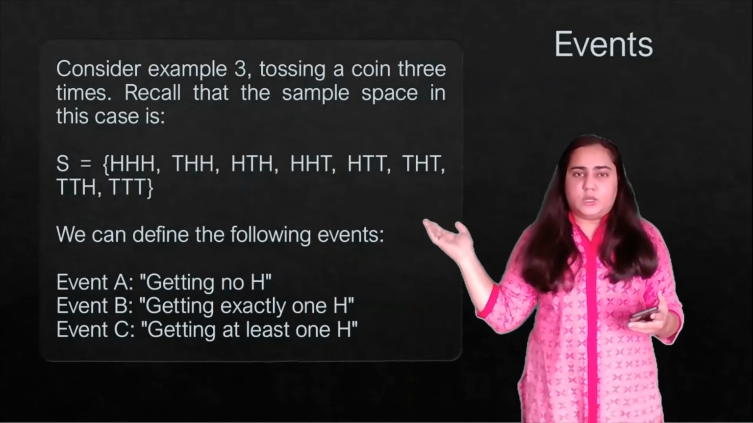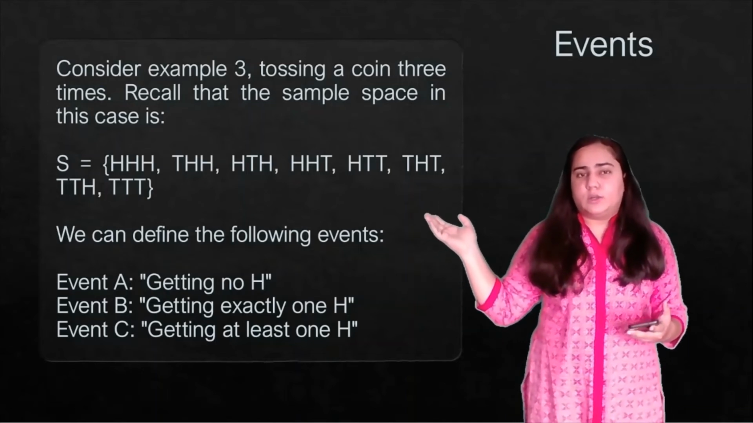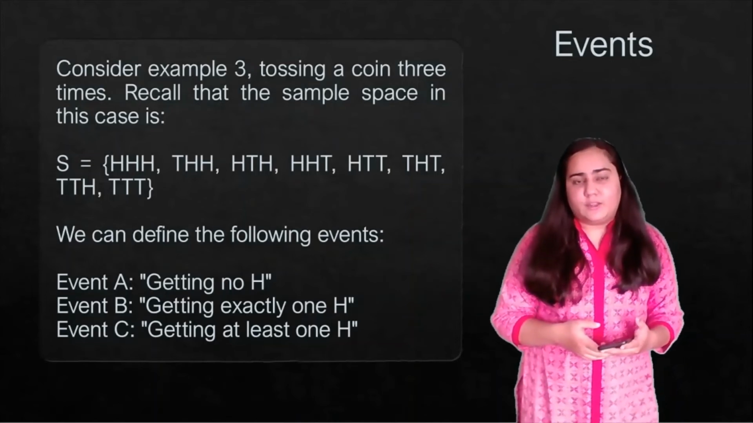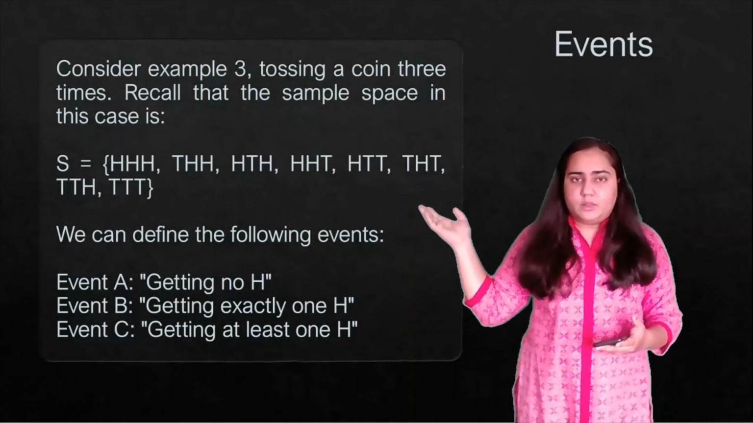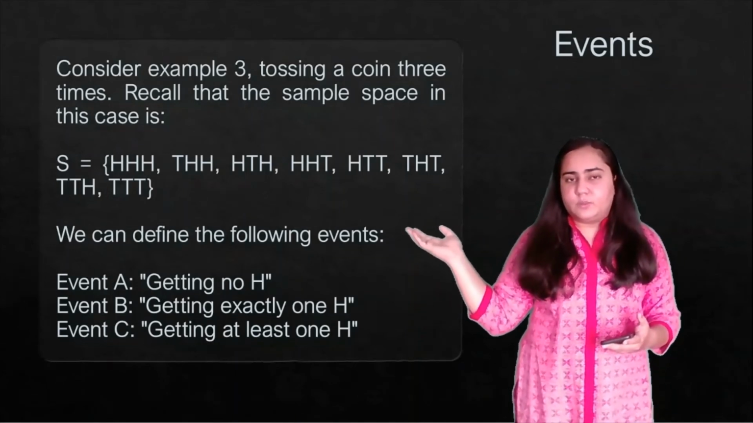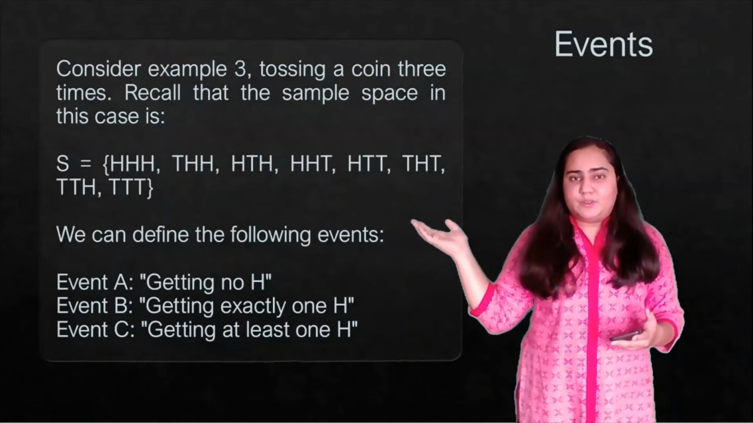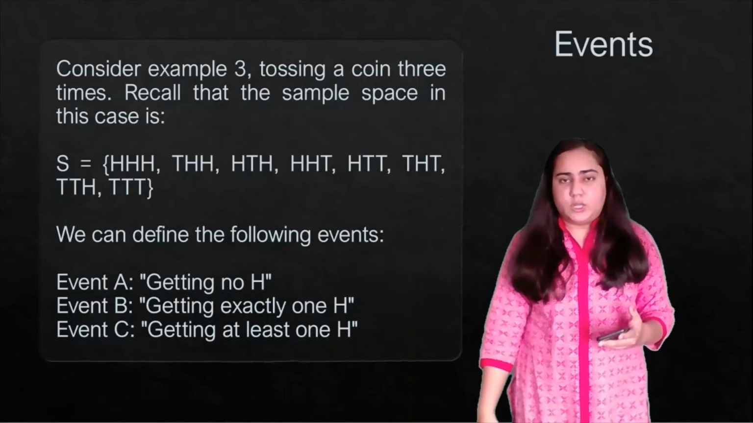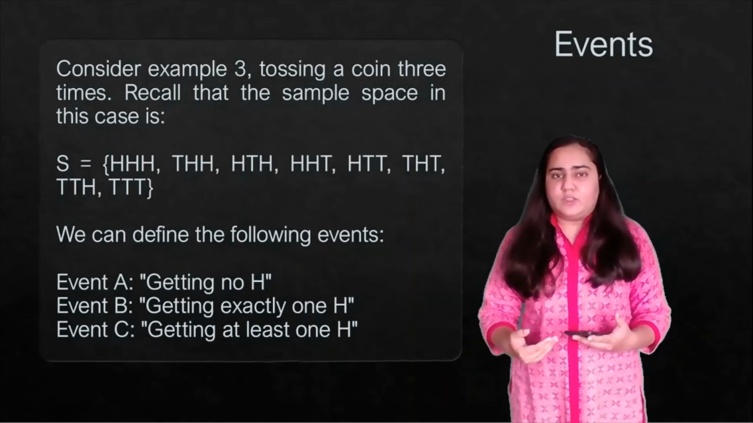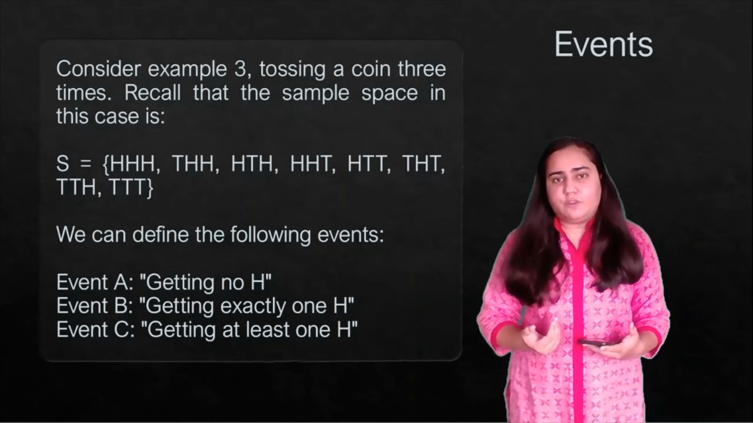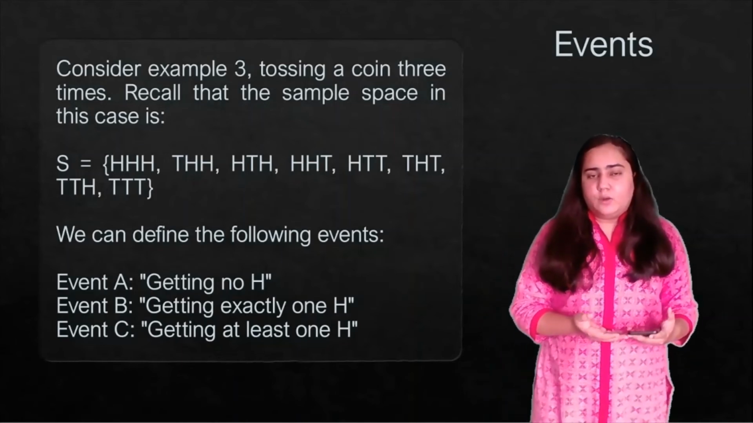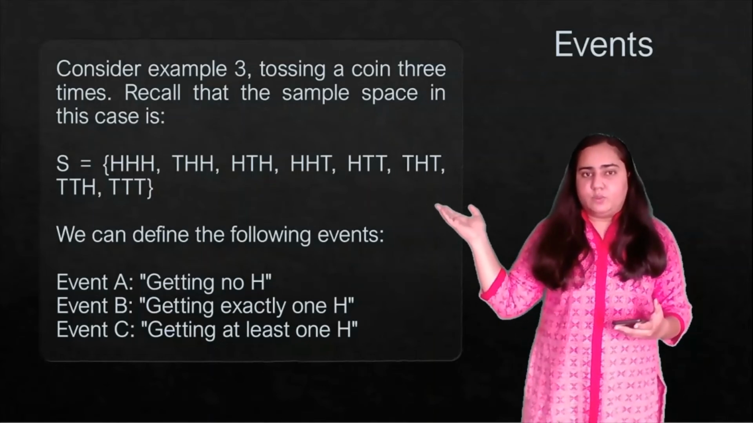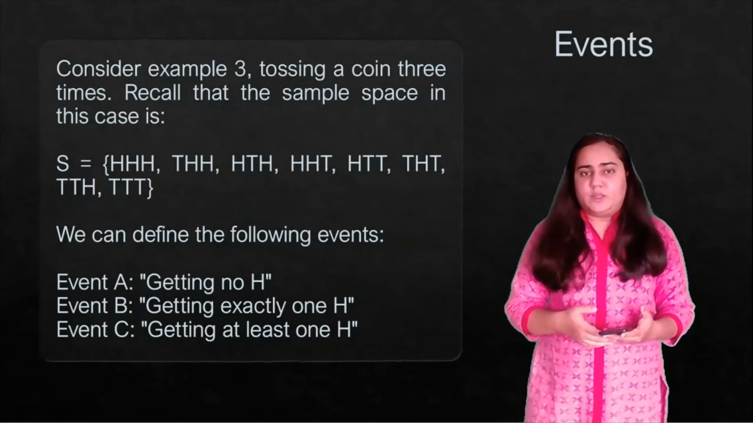So how many such samples are there? You can simply count from the list that you have. There is no H in one sample, which is the last one. So A is an event of getting no H, and then you can find out the probability of this, which obviously would be 1 divided by 8, since there is only one such sample where there is no H.